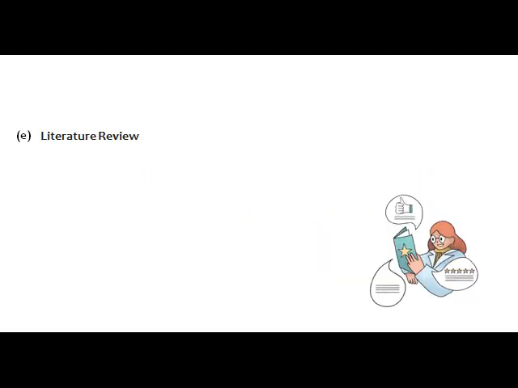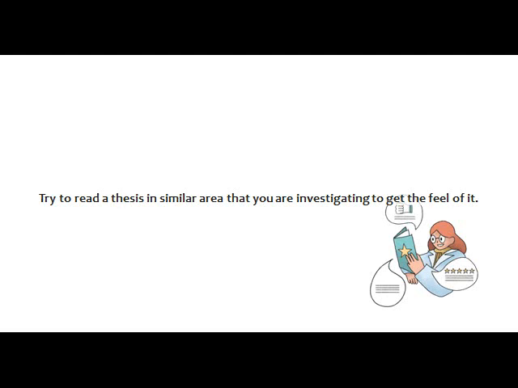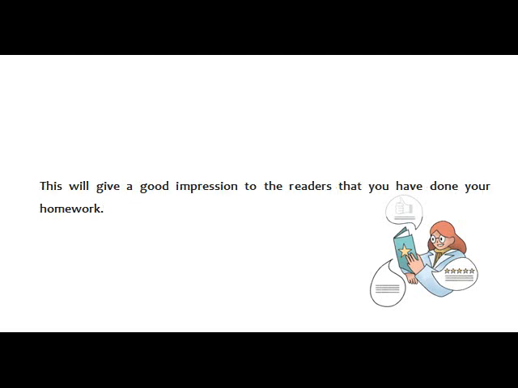Literature review. In this section, do some summary about the related work of your research and what others had done to date in your field of interest. Try to read a thesis in a similar area that you are investigating to get the feel of it. It will be an added advantage if you could provide one or two critiques of related work that you have come across in the proposal. This will give a good impression to the readers that you have done your homework.